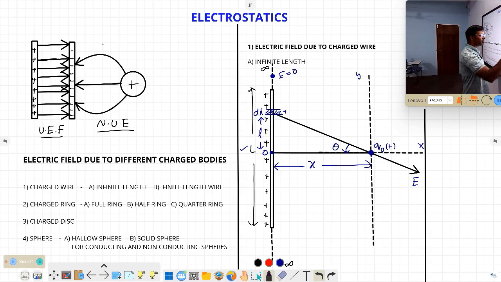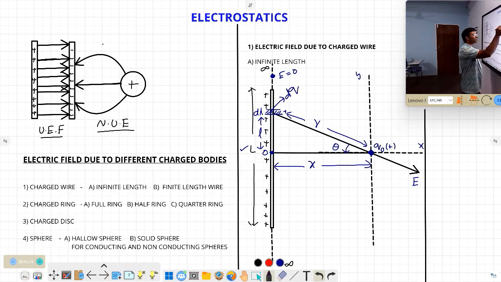So first, the terms are most important here. From the elementary portion to this point, what is the distance? The distance you take as R. R is the distance of the point from the elementary portion. The elementary portion contains charge. How much charge does it contain? That charge you take as dq.